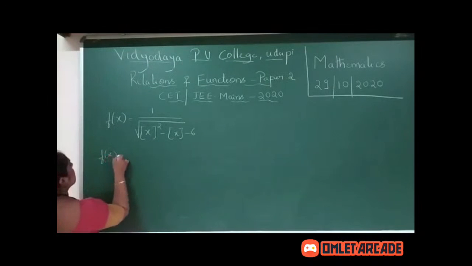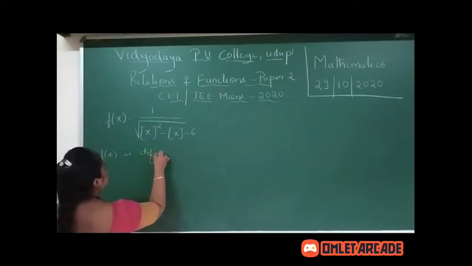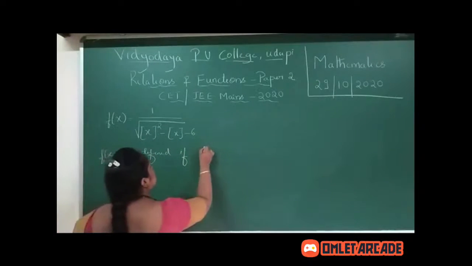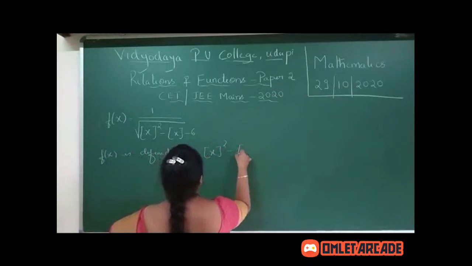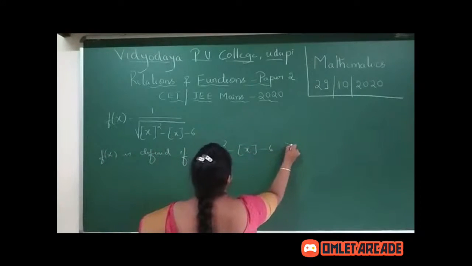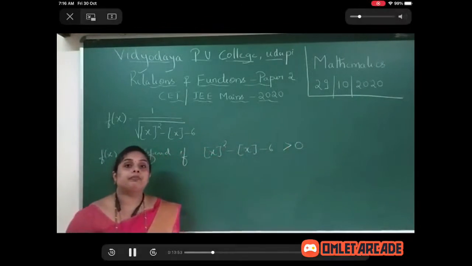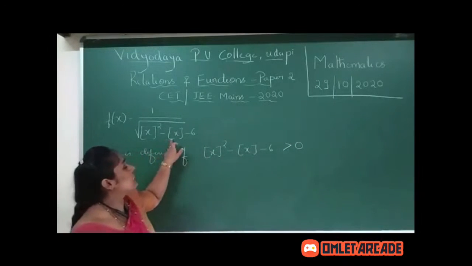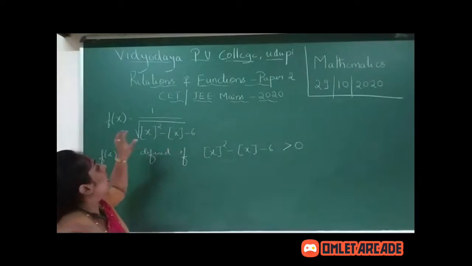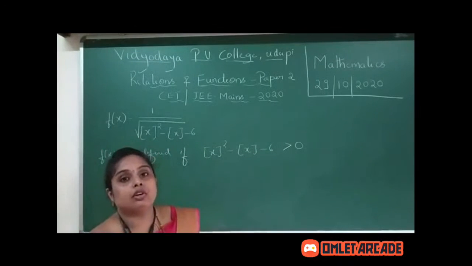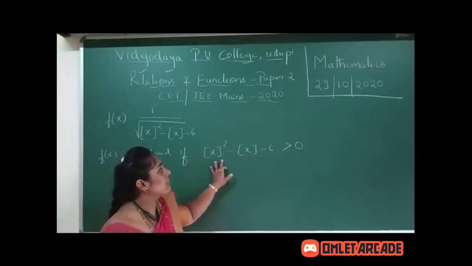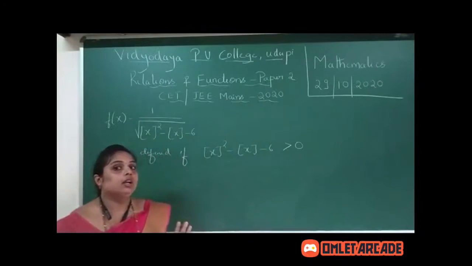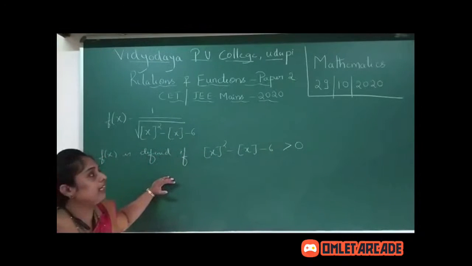f of x is defined if this one, that is, greatest integer x square minus greatest integer x minus 6, is greater than 0. It is defined only when this is positive. If this is negative, the square root of a negative is not defined. If it is 0, 1 divided by 0 is not defined. For that reason, this should be positive. Then only f of x is defined. So you must make a note of this.